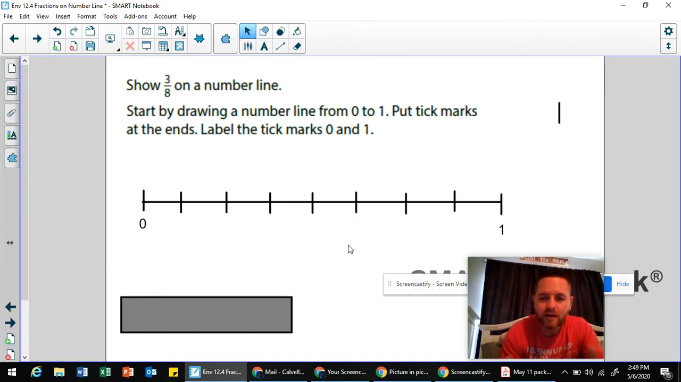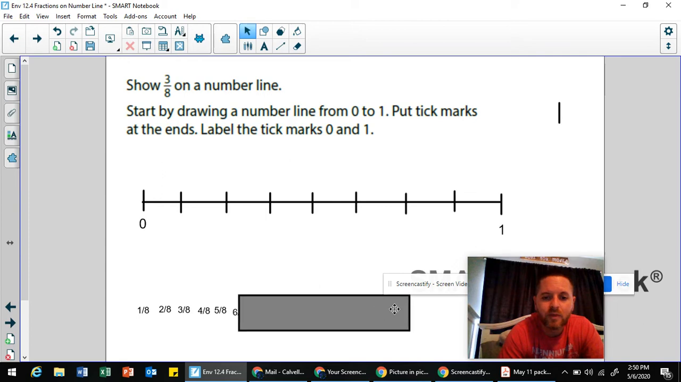Here's how you can check. We're not counting the tick marks, remember. It's not 8 tick marks, it's 8 equal spaces. So we're counting the spaces in between the tick marks. We have 1 space here, 2, 3, 4, 5, 6, 7, 8. Okay, so I have eighths.